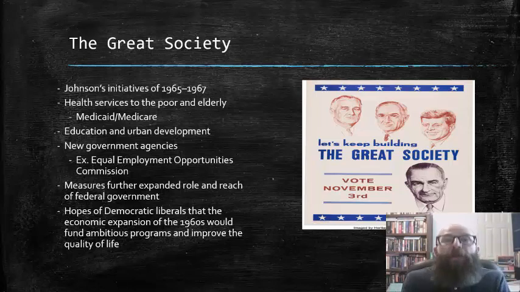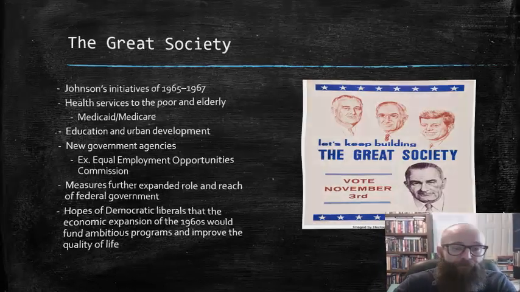All in all, these measures that made up this Great Society drive of LBJ further expanded the role and the reach of the federal government and reflected the hopes of Democratic liberals that the economic expansion of the 1960s would fund ambitious programs and improve the overall quality of life for all Americans.